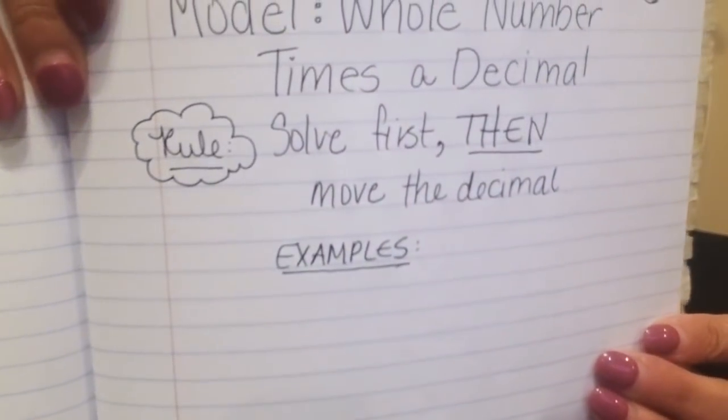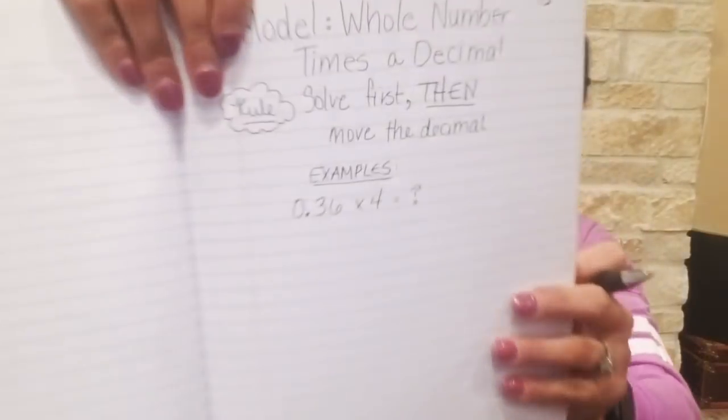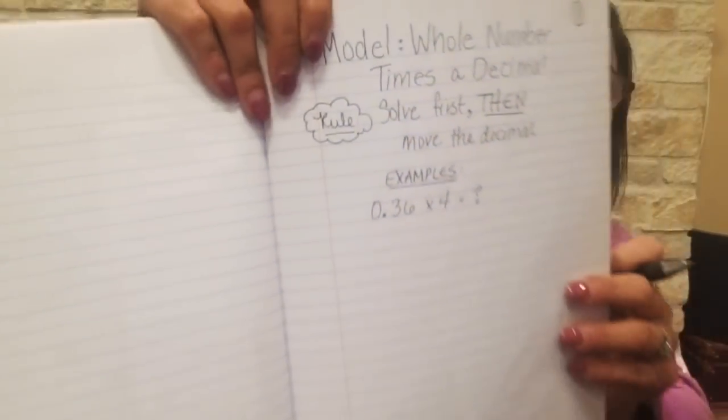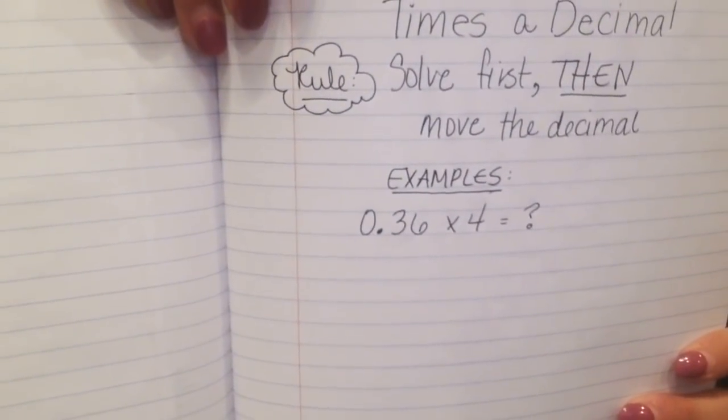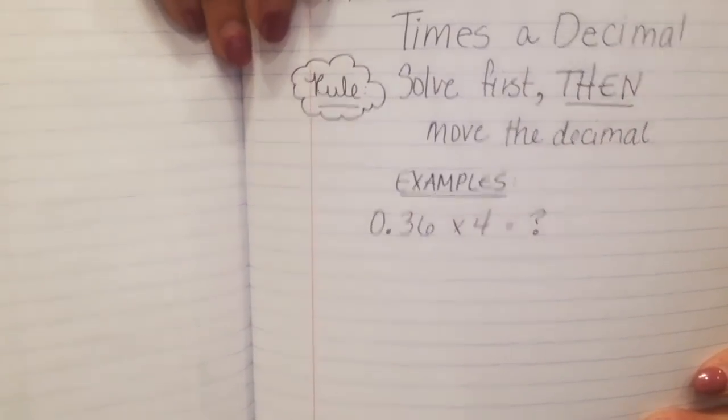Uh-oh, we're out of focus. There we go. Right there, just like that. It should say examples, just like that. And then we're going to write down 36 hundredths. So 0 and 36 hundredths, that decimal is key, times 4. And we need to figure out what does that equal. Okay, so we should have that written down. Your journal should match mine. See how much space we have towards the bottom. It should be exactly like mine right now. So 0 and 36 hundredths times 4 equals something, okay?